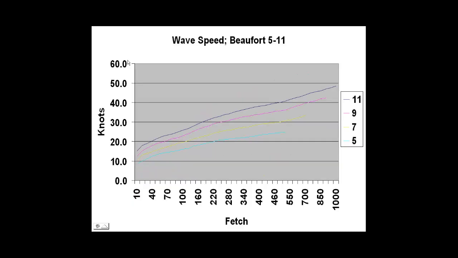Here is wave speed in knots versus fetch for different Beaufort numbers. All right, so the bottom is Beaufort 5. The speed will increase with fetch as the fetch increases up to 25 knots. Okay, and likewise the others will build.